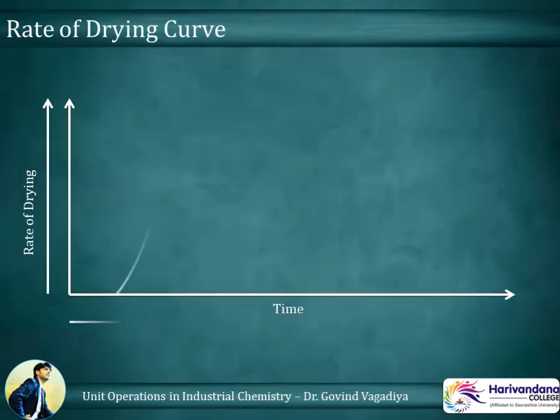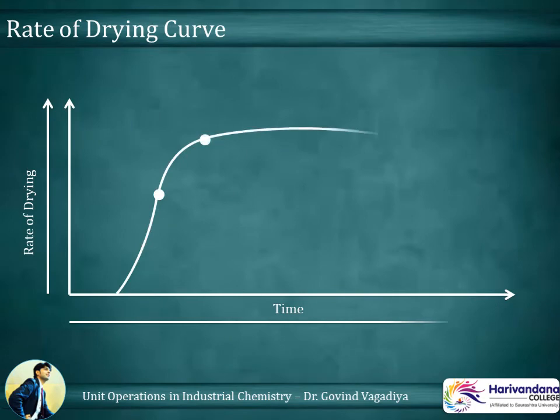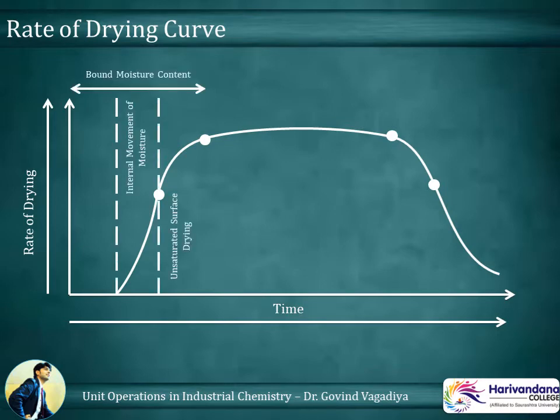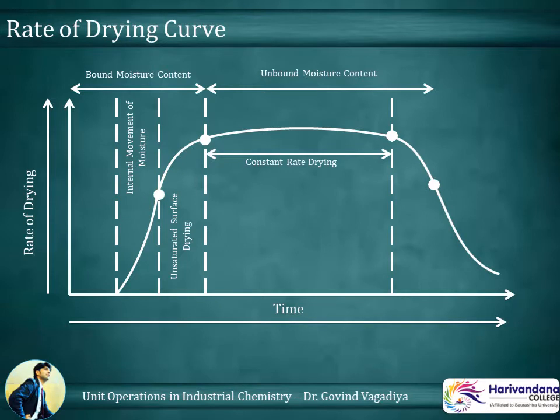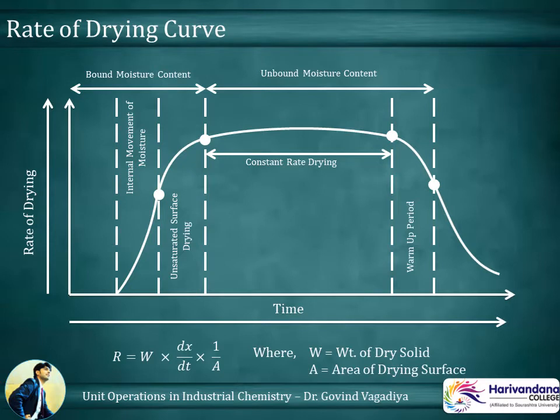Now, rate of drying curve. The drying curve is divided in 3 parts. First part is regarding bound moisture content. In this stage, rate of drying slowly increases. Then, rate of drying becomes almost constant until it reaches the decline stage. The equations show that rate of drying depends upon amount of substance and area of drying surface.